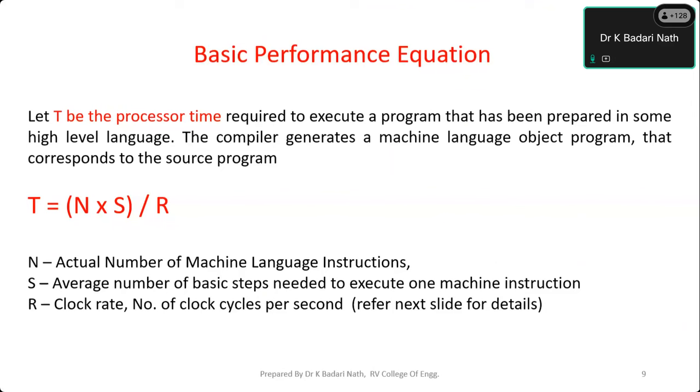Any high-level language program you are given, first you have to convert into machine-level language. Say this high-level program requires 40 machine-level instructions. So N indicates the number of machine language instructions. We convert the program into machine language using a compiler and assembler, and get machine-level instructions like add, subtract, move. So first is N: count how many instructions are there. Next, S.